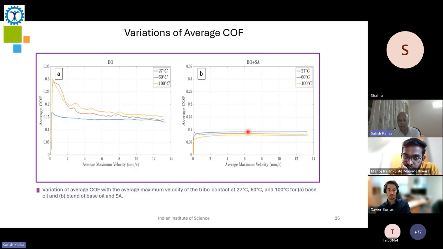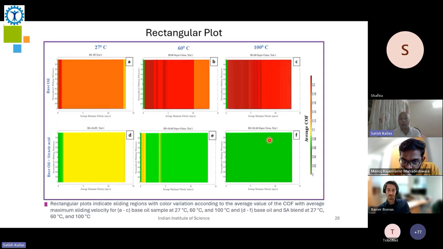And when I add stearic acid, you can see the friction significantly reduces. The interesting thing is that at 27 degrees the friction is higher, and at 60 degrees lower, and at 100 degrees it's still lower. Remember, this is the mixture of base oil and stearic acid. This is only the base oil. With base oil, actually the friction goes up. Here the friction drops, which means that stearic acid is playing a very important role in the boundary lubrication regime.